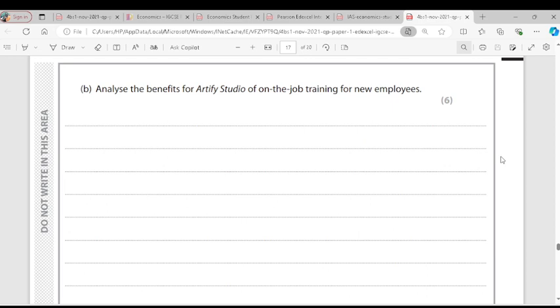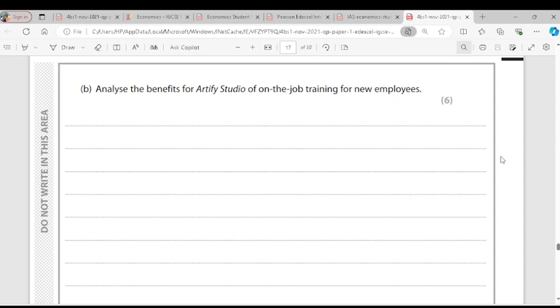Analyze the benefit of Artifice Studio of on-the-job training for new employees. On-the-job training occurs when existing employees become the trainers and they train the new employees, who are the trainees. That means the training occurs within the premises of the business. That is on-the-job training.